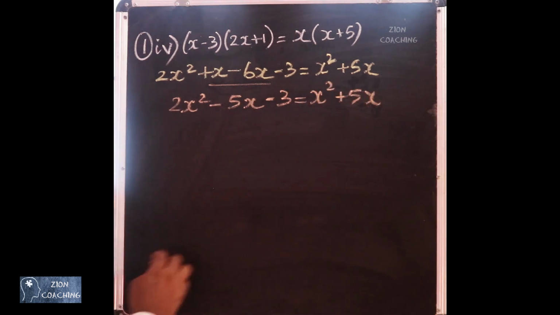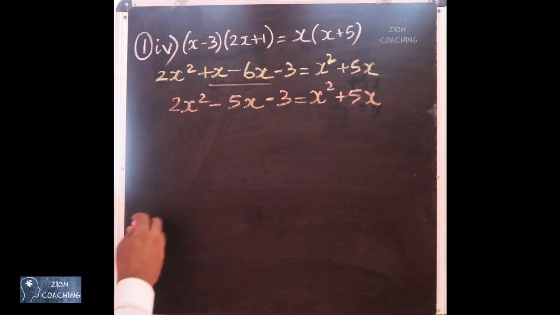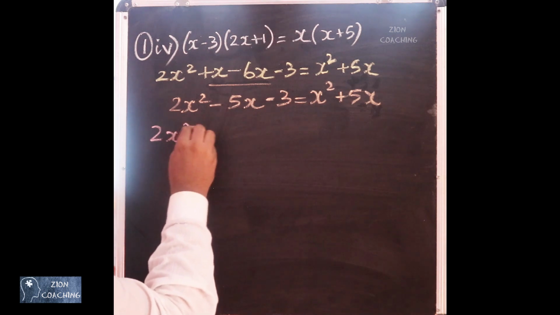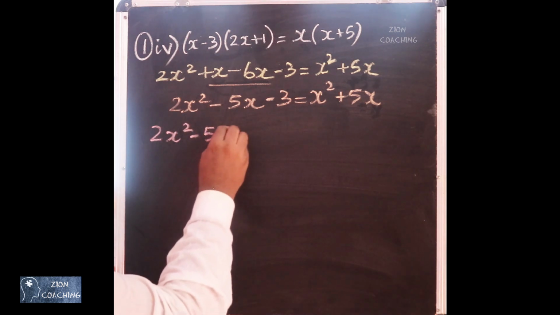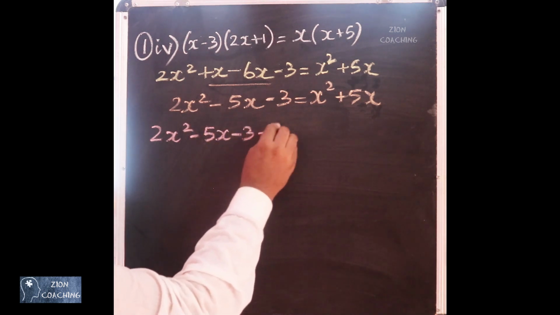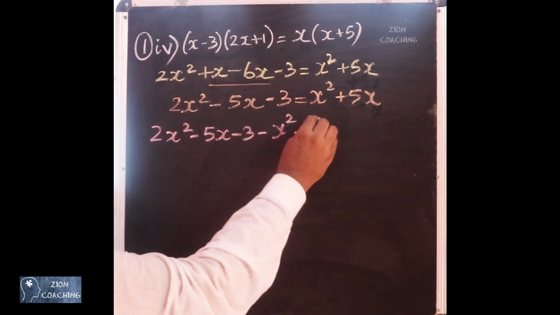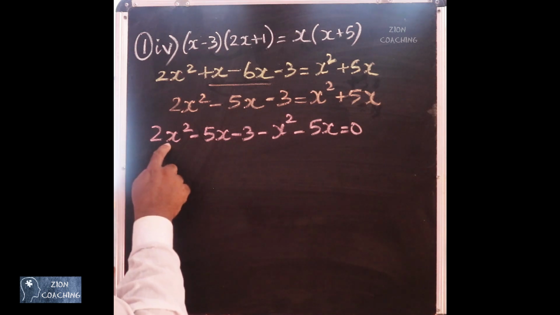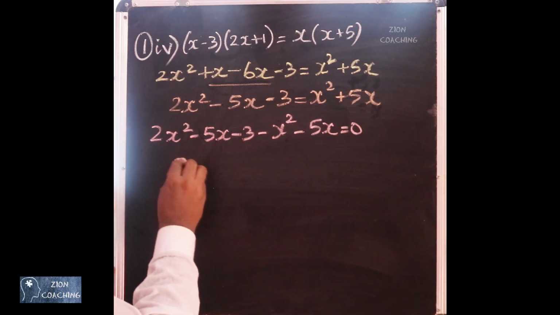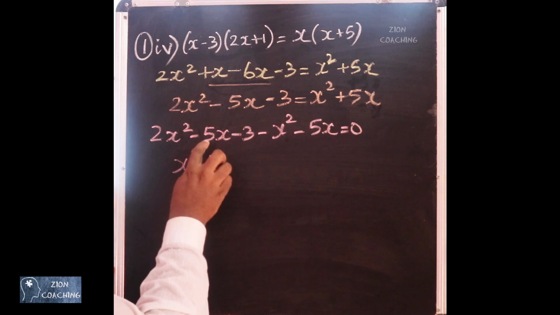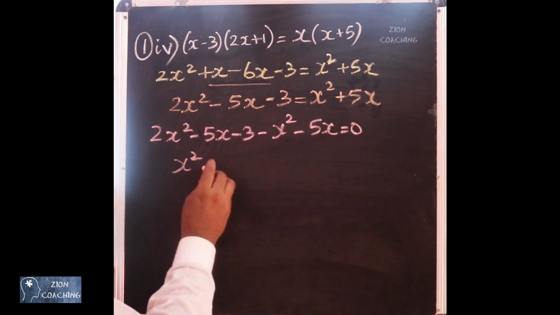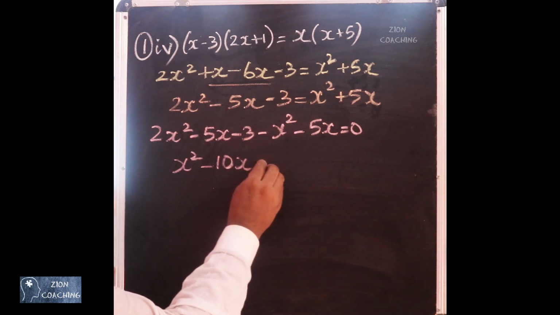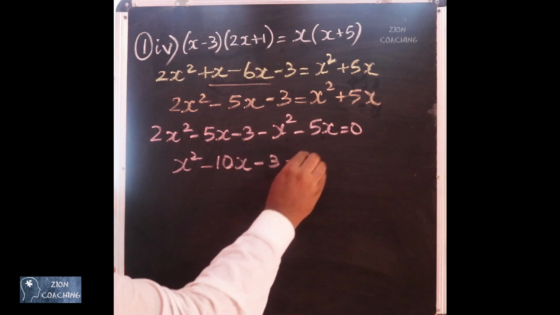Now we are going to bring all the terms to one single side in the next step. So we are going to have 2x squared minus 5x minus 3 minus x squared minus 5x equal to 0. 2x squared minus x squared will be x squared. Minus 5x will become minus 10x. Then we have this number 3, minus 3 equal to 0.